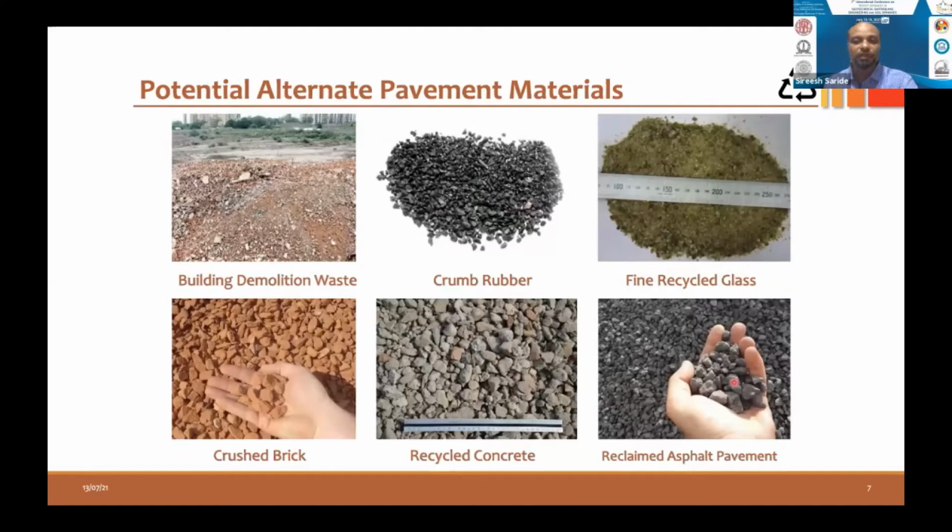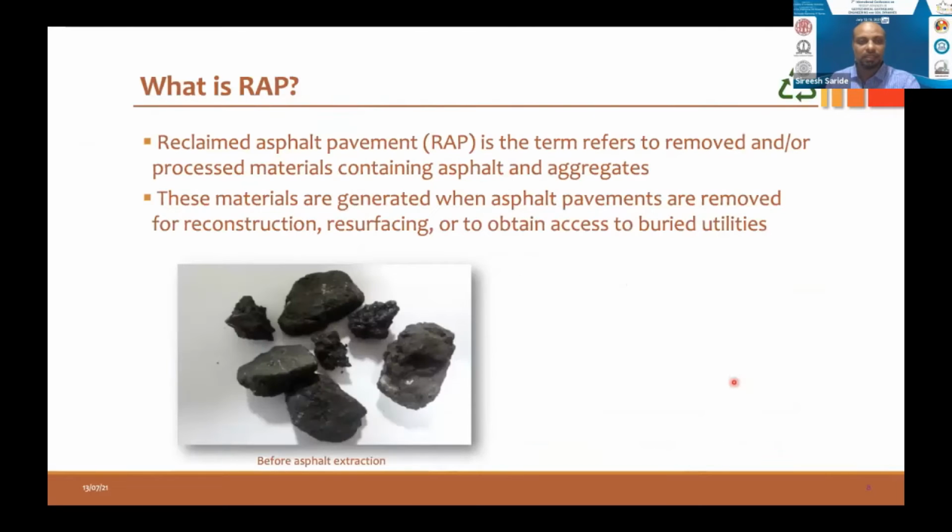So recycled asphalt pavement is the topic for today's presentation. In short, we call it RAP, reclaimed asphalt pavement. Reclaimed asphalt pavement is nothing but reclaiming the asphalt material or aggregate material from the pavement during its reconstruction or resurfacing or any highway expansion project. Generally, this RAP material contains aggregates coated with asphalt on the surface.